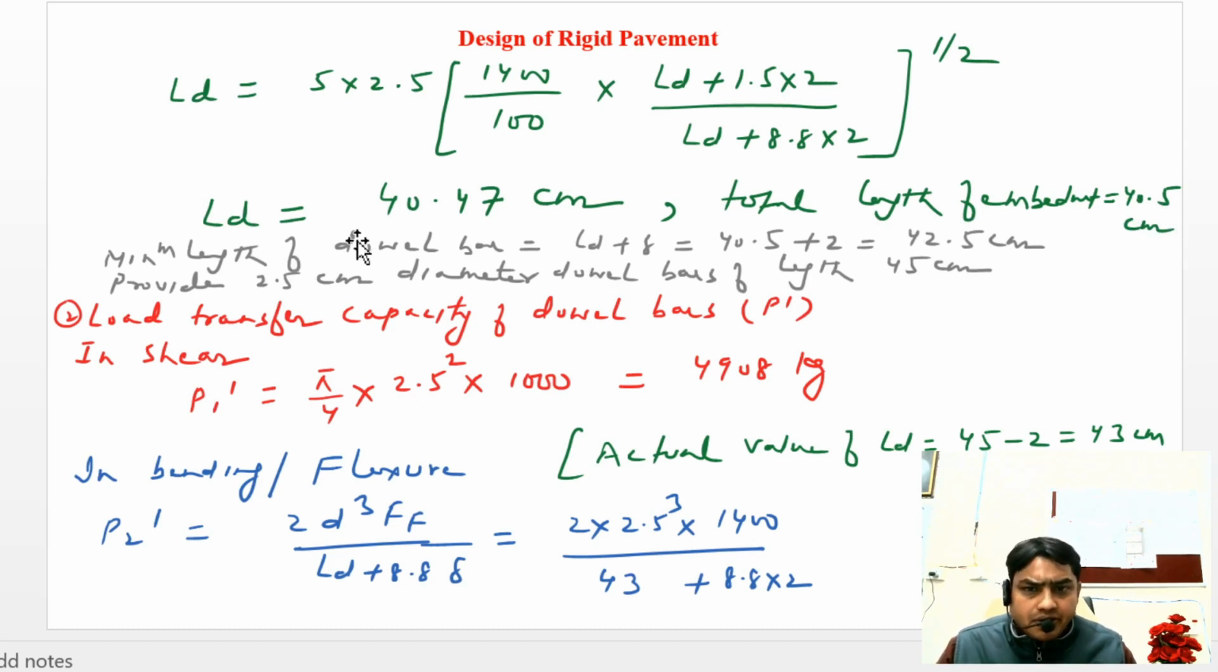Now we have to check, firstly, what is the minimum length of dowel bars. So the minimum length of dowel bars is LD plus delta, means LD is 40.5 plus delta is 2 centimeter, means it is 42.5 centimeter. So we have to provide 2.5 centimeter diameter dowel bars of length 45, total length is 45 centimeter. Second thing is the load carrying capacity of dowel bars.